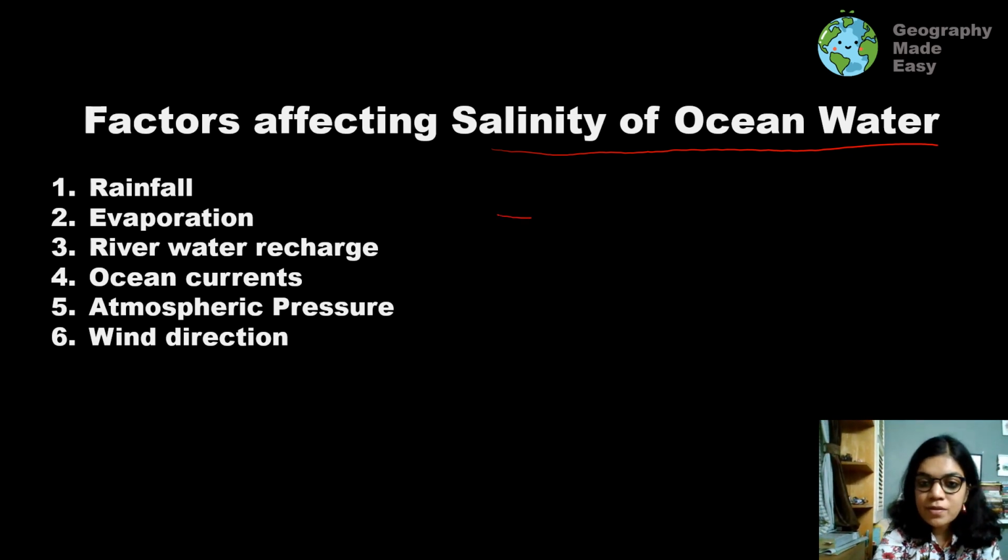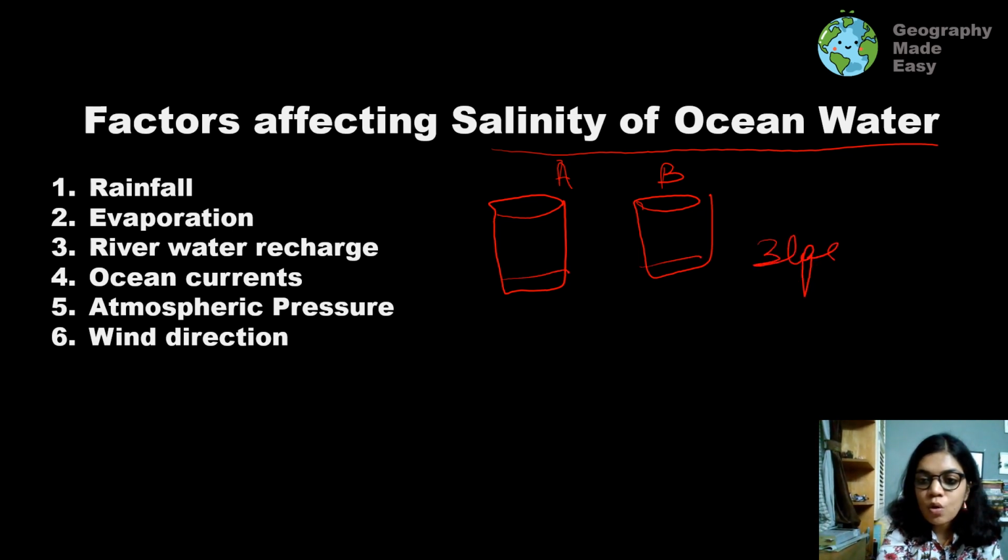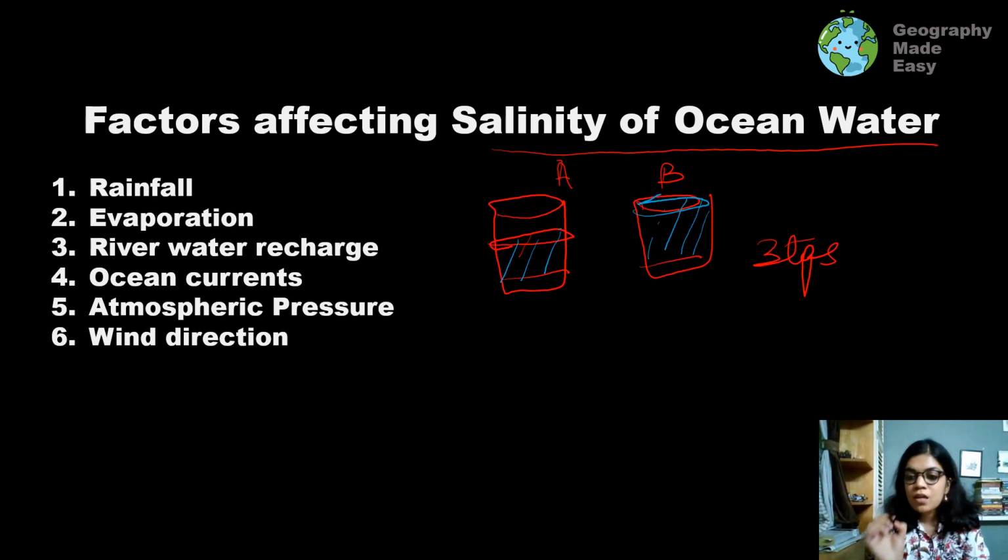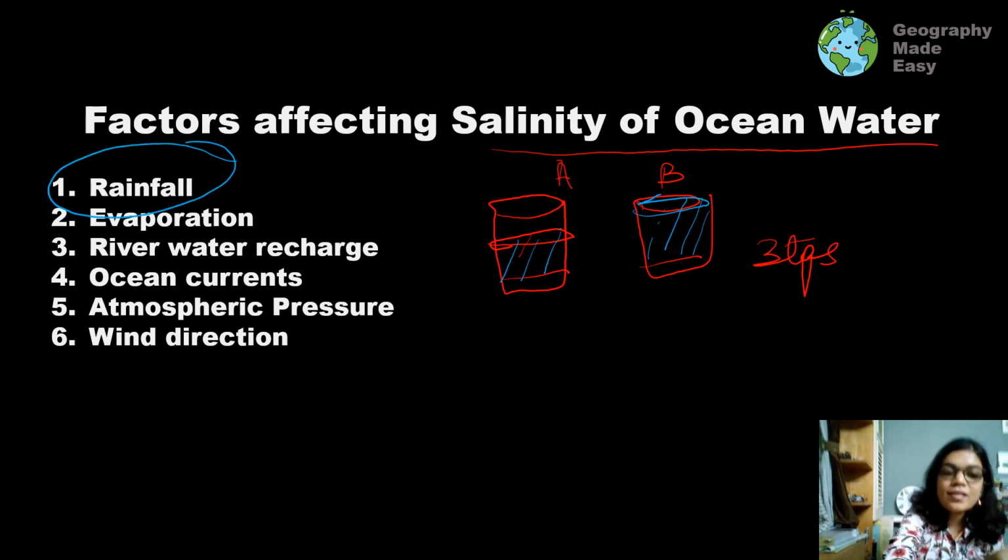Let us look at an example. If I have two glasses, glass A and glass B, and I add 3 tablespoons of salt in each, and I fill glass A with half water and glass B with full water, and if I taste the water in glass A and glass B, the water in glass A will tend to be more salty than glass B. This is because the amount of water present in B is greater, so the salt mixes much more in glass B than in glass A. This is the reason why rainfall affects salinity. More rainfall, salinity goes down.